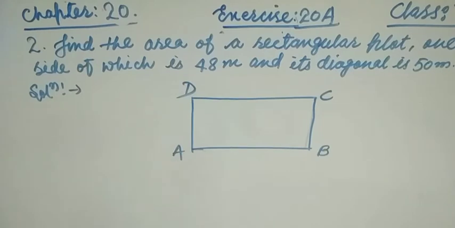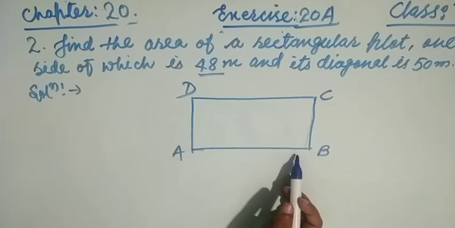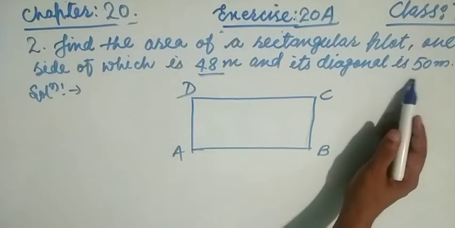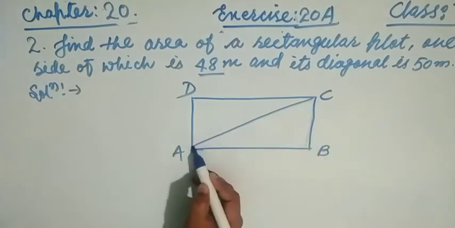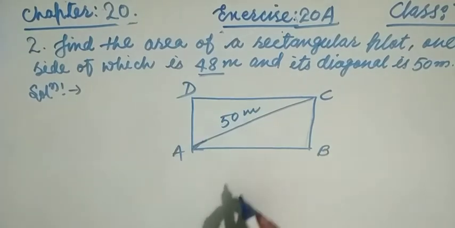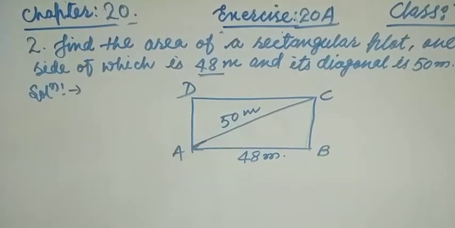Okay, now which one side is given? One side, but there is no mention about this is length or breadth. It doesn't matter. Either AB is 48 meter or the other side is 48 meter. Okay, and its diagonal is 50 meter. Now friends, this is the diagonal, 50 meter. Suppose one side is 48, then we can find out the area.